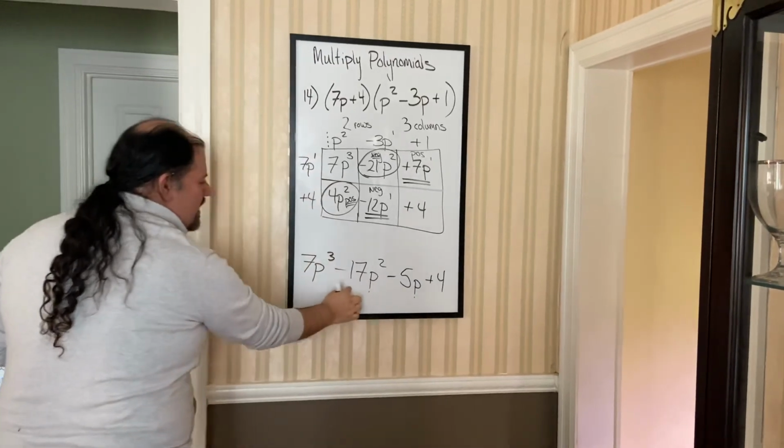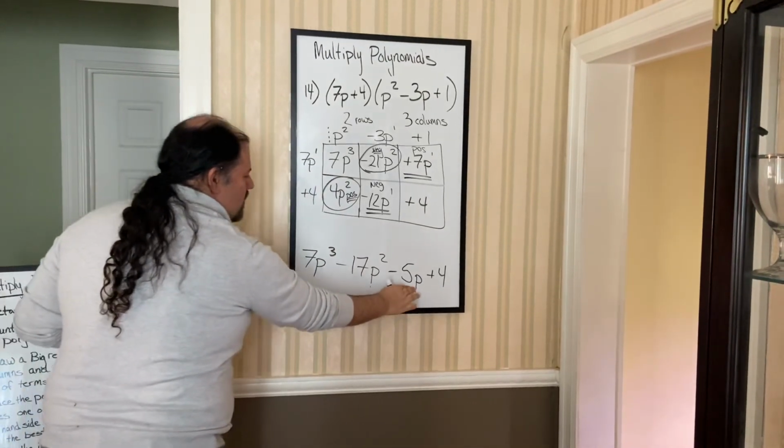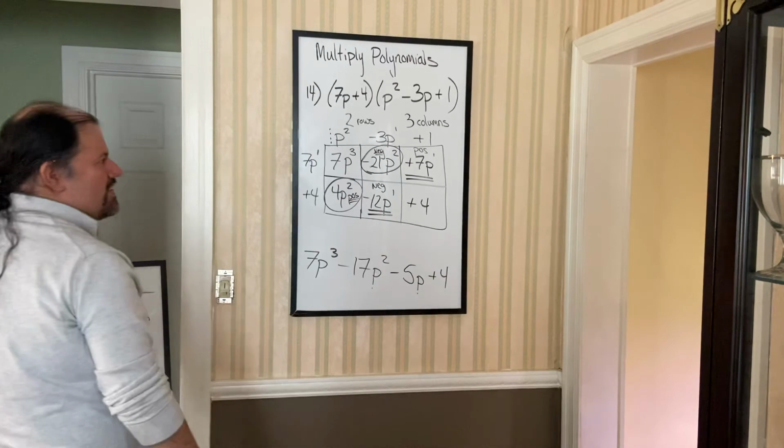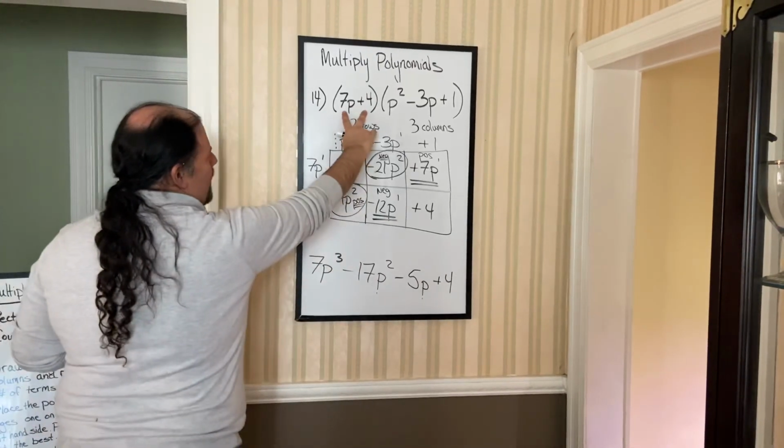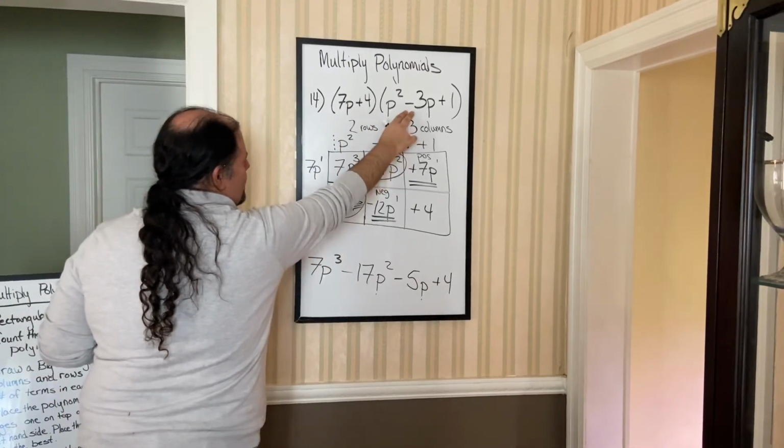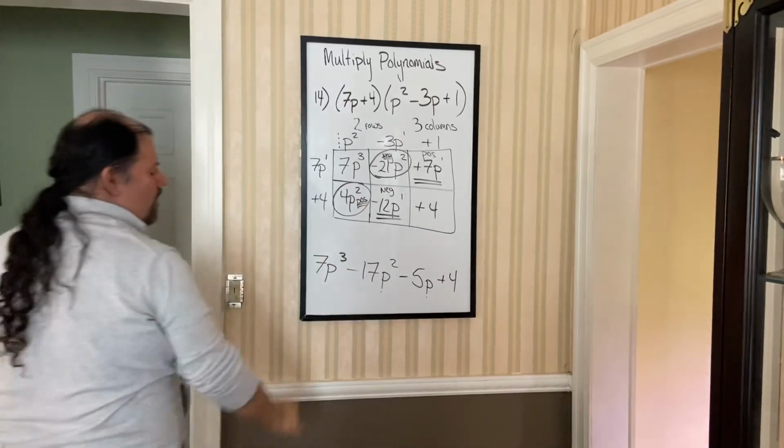This would be your final answer. 1, 2, 3, 4 pieces to your final answer. It doesn't matter that this was 2 terms and this was 3 terms. Your answer could be a 4-term polynomial.